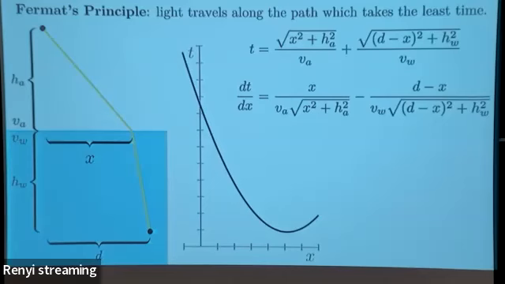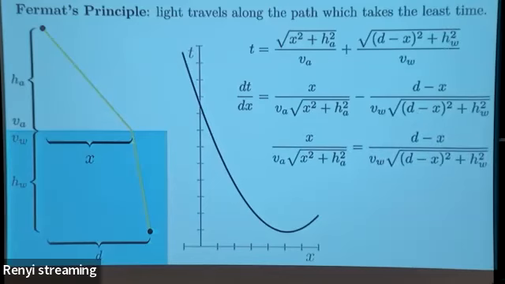Now basically, since we're trying to find a critical point, we want to find a place where this derivative is 0. So really these two fractions should be equal to each other.